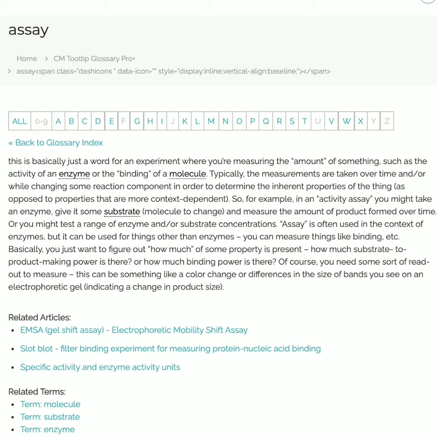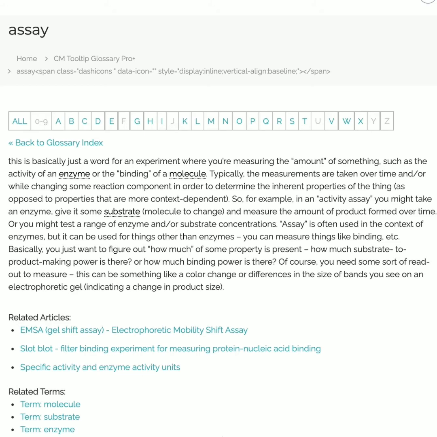So basically for an assay, you're typically changing one thing, or you're introducing some substance that the thing you're measuring will be able to act on. So if you have a protein and you want to measure its ability to cut DNA, you might add some DNA and then measure how well it cuts. So you need some sort of readout as to how much of the DNA is cut.